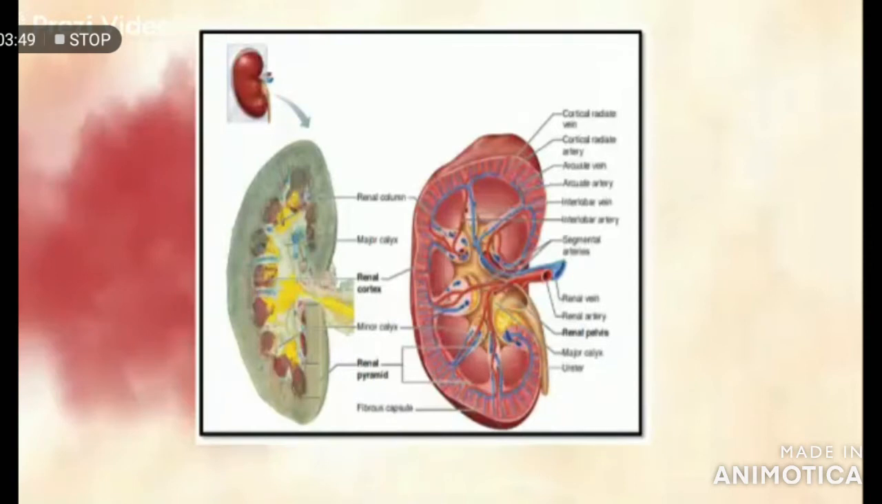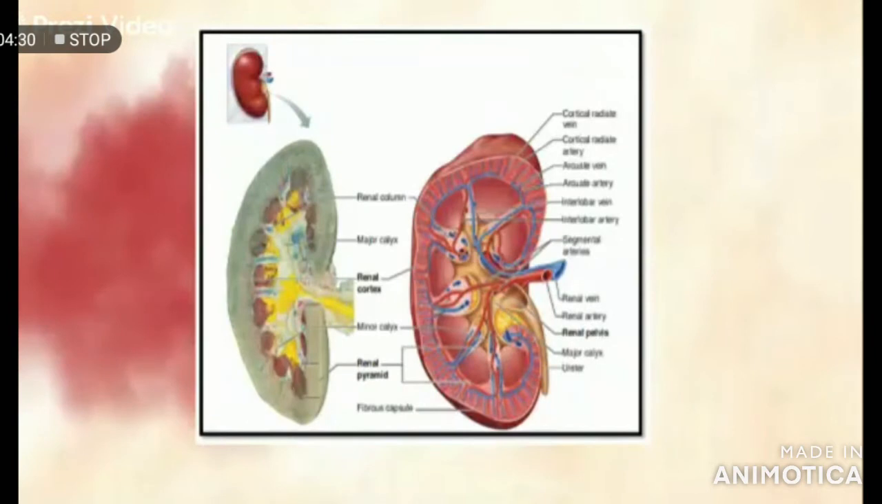The pyramids are separated by extensions of cortex-like tissue, the renal columns. Lateral to the hilum is a flat, basin-like cavity, the renal pelvis. As seen in this photo, the pelvis is continuous with the ureter leaving the hilum. Extensions of the pelvis, calyces, form cup-shaped areas that enclose the tips of the pyramids.